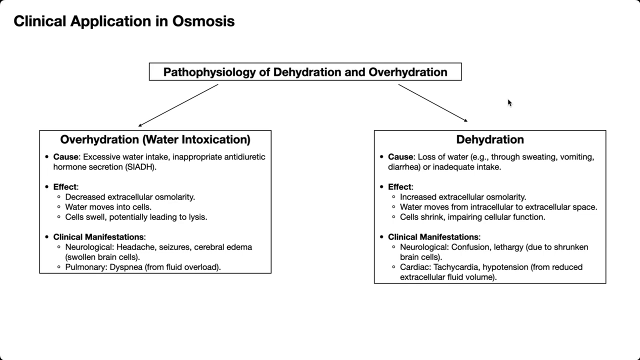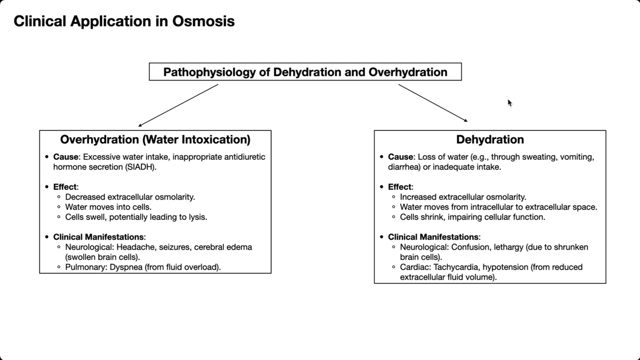Clinical manifestations of that could be some cardiac arrhythmias. We'll see neurological changes like headaches, seizures, cerebral edema. So those brain cells, the tissue cells, are going to swell. In the lungs or pulmonary system, we're going to see shortness of breath, and that's because they're going to have pulmonary edema from that excess fluid.